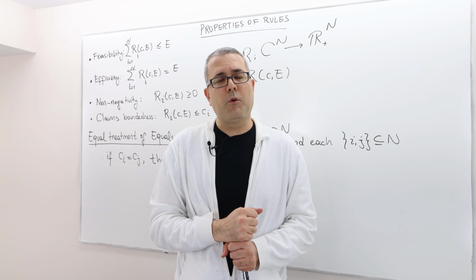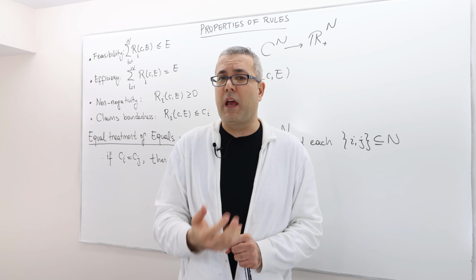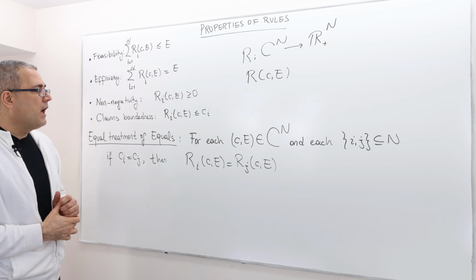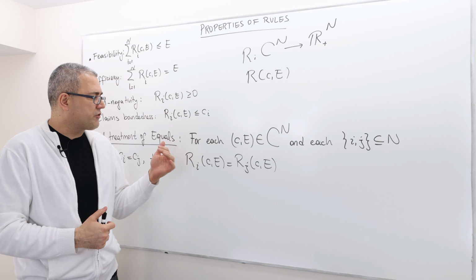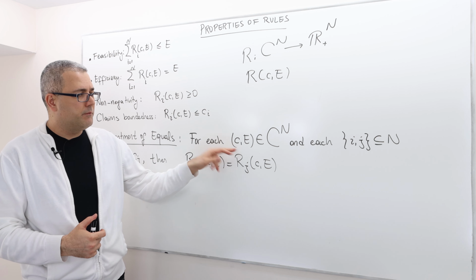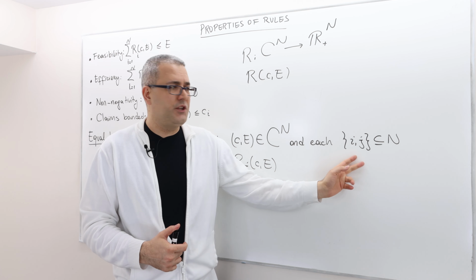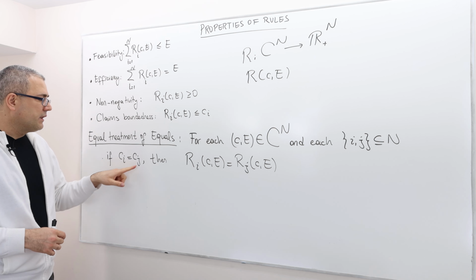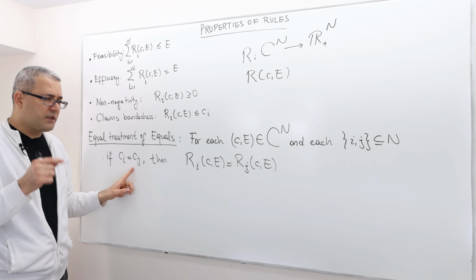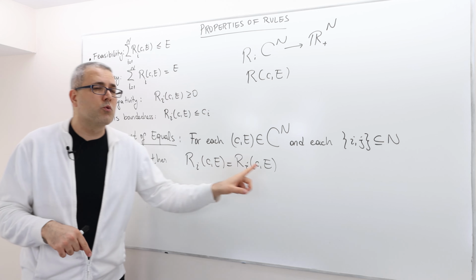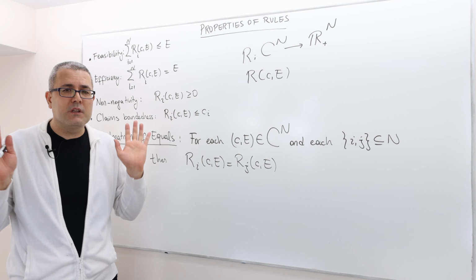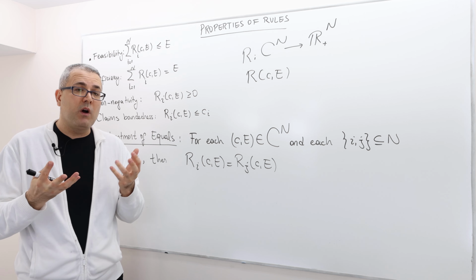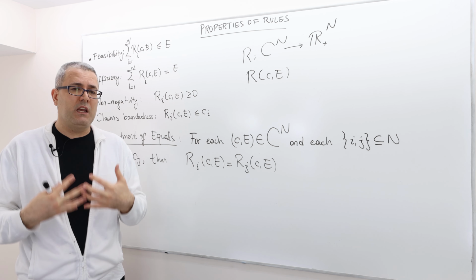Hi guys, in this episode I'm going to talk about a new property or axiom, if you will, which is called equal treatment of equals. Here's the description. For each claims problem and for any two agents coming from our set of agents N, if the claims of these two agents are the same, then their awards must be the same as well. It's highly intuitive, right? If two agents claim the same amount, their awards must be the same as well.